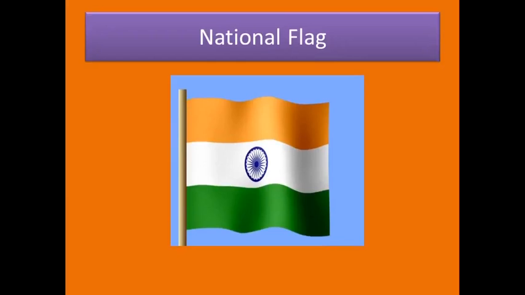Here you can see the national flag, with three colors: saffron at the top, white in the middle, and green at the bottom. Its breadth and length are in the ratio of 3:2. It has an Ashoka Chakra with 24 spokes.